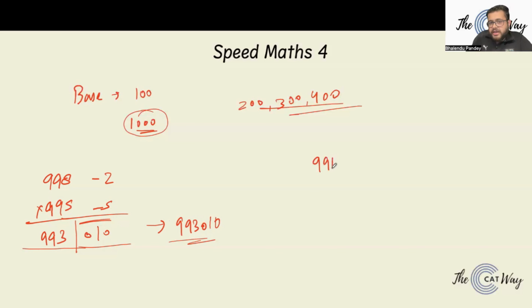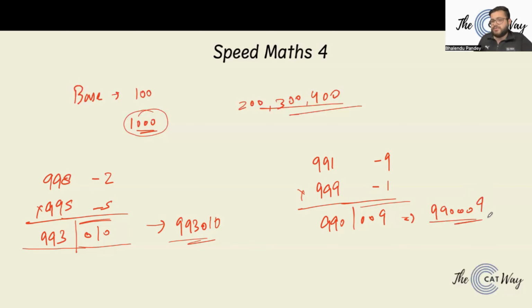Let's try one more question. 991 multiplied by 999. Correct? So this is minus 9, this is minus 1. What do we get? 9 over here. Now 991 minus 1 gives you a 990. Because we need 3 digits over here, we'll be adding 2 zeros, and we'll be getting 990009 as my correct answer for this question, right? So this is how it works.